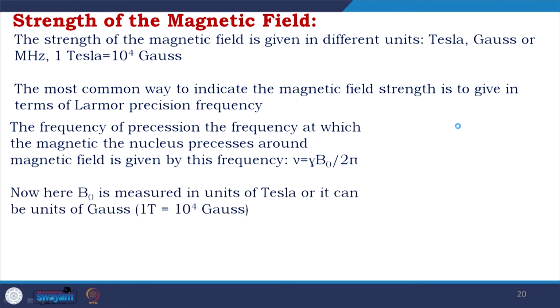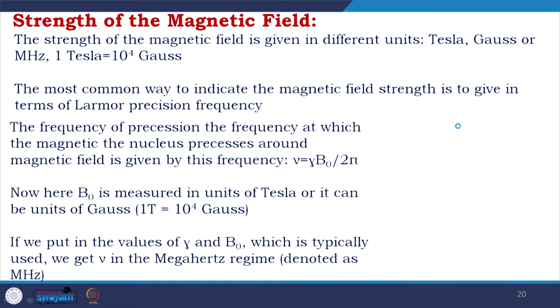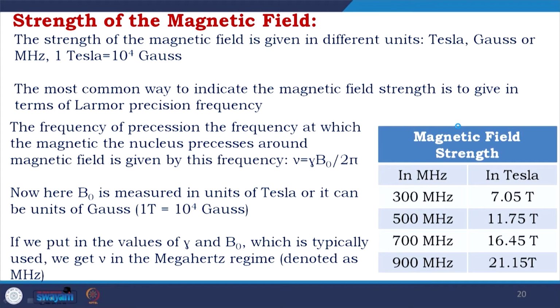Now, here B0 is measured in units of Tesla or it can be in units of Gauss. If we put in the values of gamma and B0 which are typically used, we get nu in the megahertz regime. So, if you see, 7.05 Tesla is actually 300 megahertz. 11.75 Tesla is 500 megahertz, 16.45 Tesla is 700 megahertz and 21.15 Tesla is 900 megahertz.